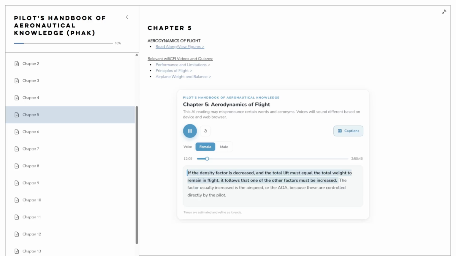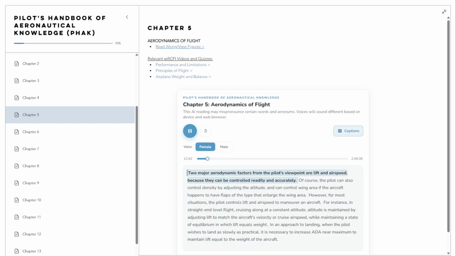If the density factor is decreased, and the total lift must equal the total weight to remain in flight, it follows that one of the other factors must be increased. The factor usually increased is the airspeed, or the AOA, because these are controlled directly by the pilot. Lift varies directly with the wing area, provided there is no change in the wing's planform. If the wings have the same proportion and airfoil sections, a wing with a planform area of 200 square feet lifts twice as much at the same AOA as a wing with an area of 100 square feet.